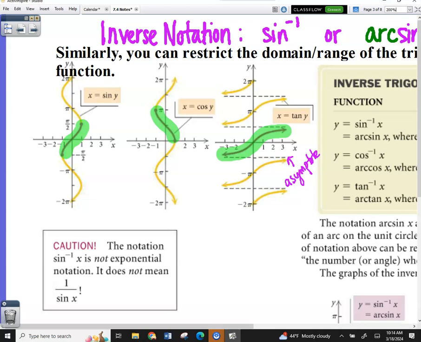It is pointing at this dotted line right here, reminding you that there are asymptotes in the tangent graph.